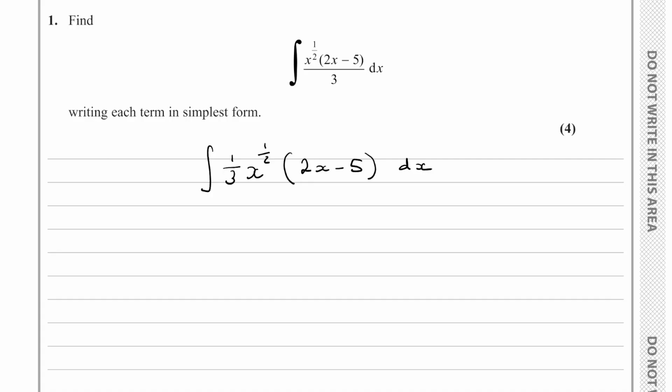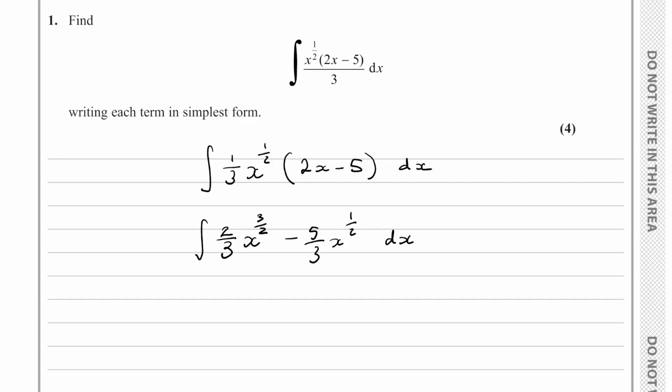So a third x to the power of a half times 2x. A third times 2 is 2/3. And x to the power of a half times another x: a half plus 1 is 1.5, or 3/2. A third x to the power of a half times negative 5 is 5 times a third, so 5/3. So negative 5/3 x to the power of a half with respect to x.